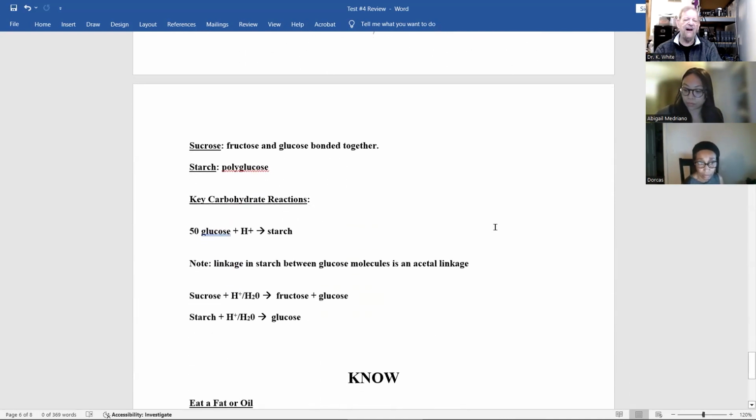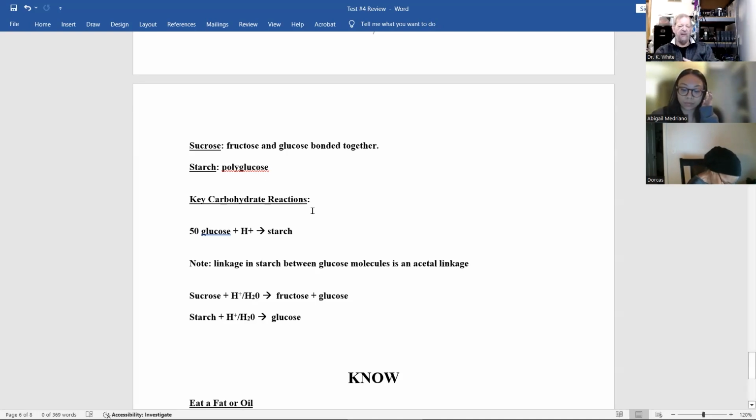All right. Now, there's some key words you should know and understand. Table sugar, also known as sucrose, is a fructose and glucose molecule bonded together in an acetal linkage. Starches, the good stuff in life like pizza crust, good bread, potatoes, rice, you go on and on, are polyglucose, glucose molecules held together in an acetal linkage.